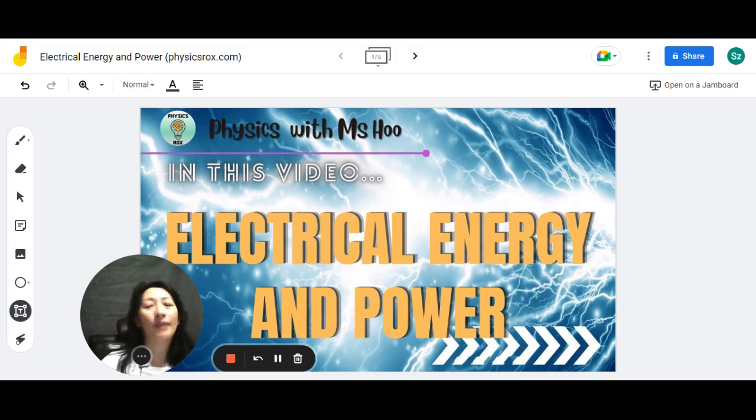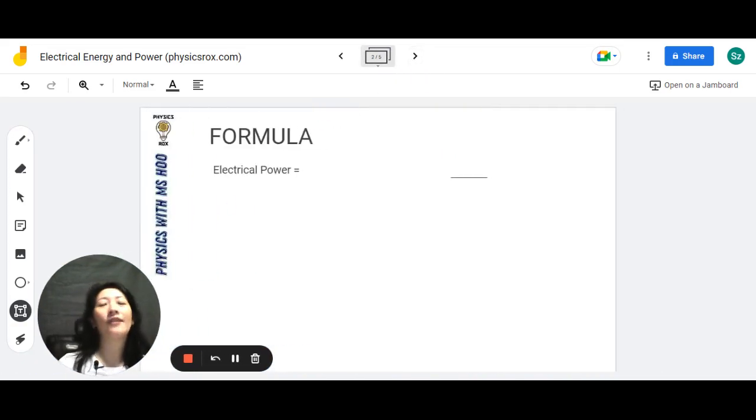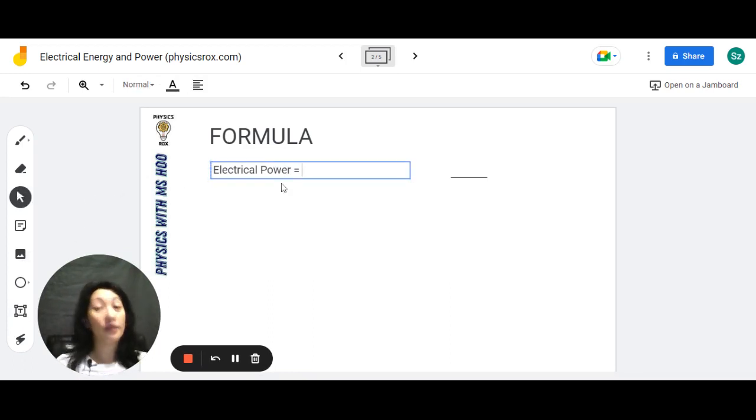Now, what we'll be covering in this video is just the formula that you would need in order to answer the questions in your examinations. So let's get right to it. Here's the formula. All you need to know in terms of the formula is this. The formula for electrical power is very simple. It's just the product of current and potential difference. I'm writing PD here for short, that's potential difference.